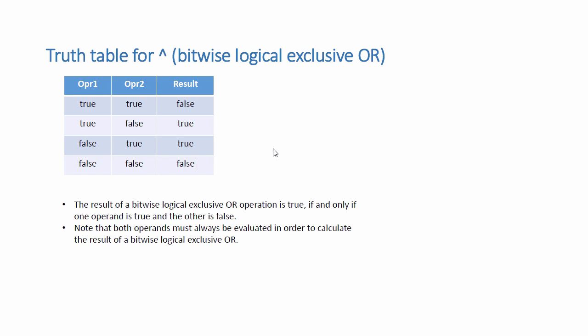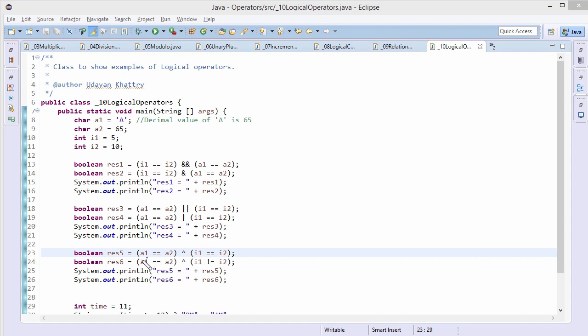Let us see an example of bitwise logical exclusive OR. Over here, A1 equals to A2. This expression is true, and I1 equals to I2. This expression is false. So first operand is true, second operand is false. The result will be true.